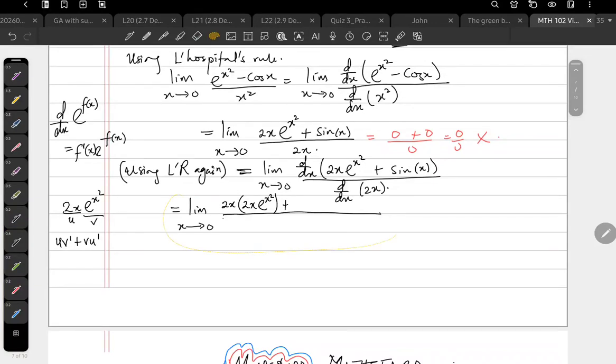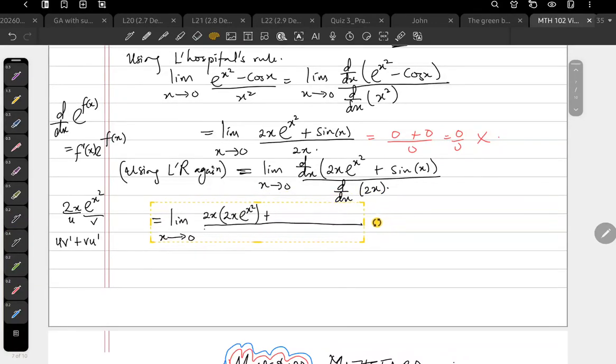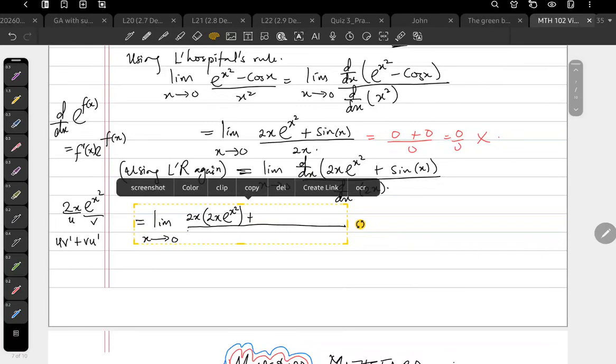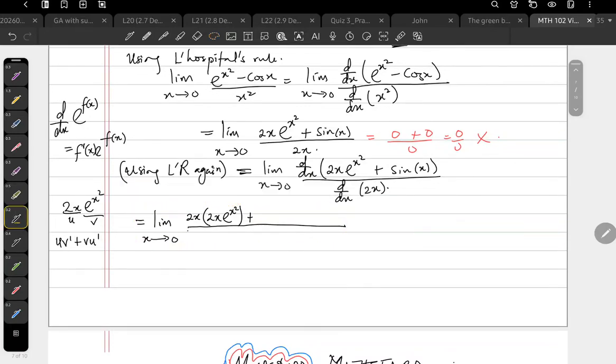So let me shift this a little bit so that things do not collide. Plus vu prime, that is going to be the derivative of u, which is 2, times v. So that is 2 e to the power of x squared. Then the derivative of sine x is cosine of x. Then in the denominator, the derivative of 2x is 2.